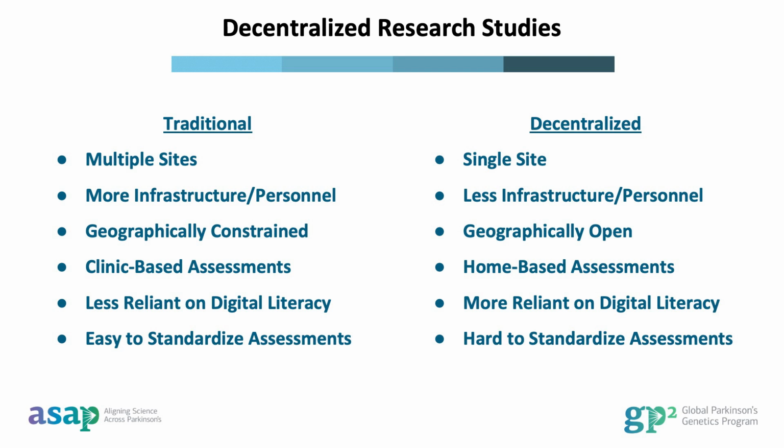For example, they are often heavily reliant on technology and therefore risk generating new barriers to participation. Assessments can be more difficult to standardize, and some assessments, such as lumbar puncture and neuroimaging, are simply not possible in the home environment. That said, for the purpose of phenotyping genetically at-risk individuals, I think there are more advantages than disadvantages, and we need not take an all-or-none approach. Hybrid studies with in-person and decentralized elements are increasingly popular.